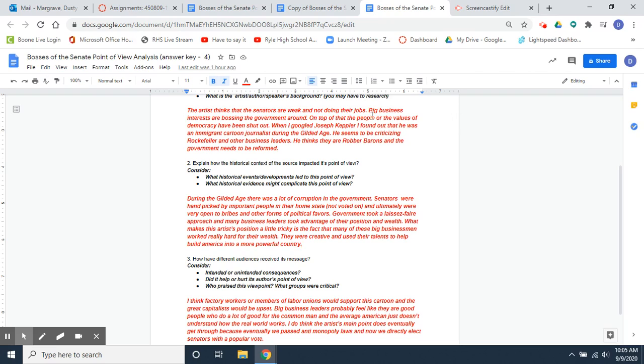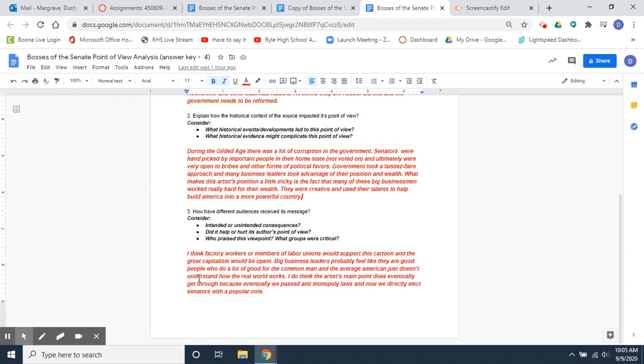But this person talks about the values of democracy being shut out. They Googled Joseph Keppler and said a little bit about his background. Gilded Age, corruption, bribes, also has government took a laissez-faire approach. What makes this artist's position a little tricky. So that's kind of this complicate their point of view. Factory workers or labor unions would support this. Great capitalists would be upset.